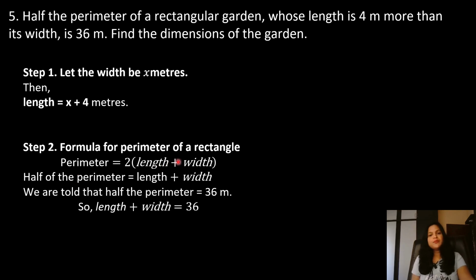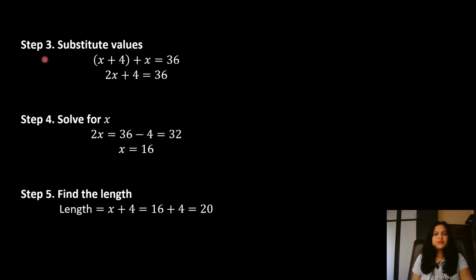Step 2. Formula for perimeter of a rectangle. Perimeter is equal to 2 into the bracket length plus width bracket close. Half of the perimeter is length plus width. We are told that half of the perimeter is equal to 36 meter. So length plus width is equal to 36 meter. Then step 3, substitute the values.